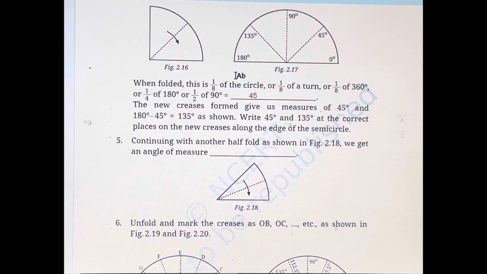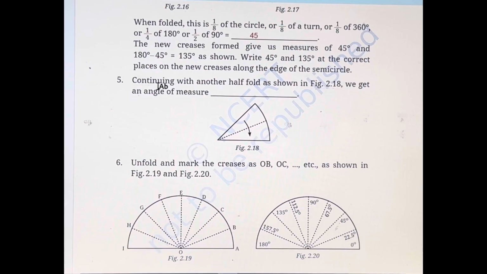Or you can subtract 45, because these are 4 angles which we have got, the 4 crease lines, and they are all 45 degree. So either you subtract 45 from 180, you get 135, or to 90 you can add 45, you get 135. So now you have got 0 degree, 45 degree, 90 degree, 135 degree, and 180.